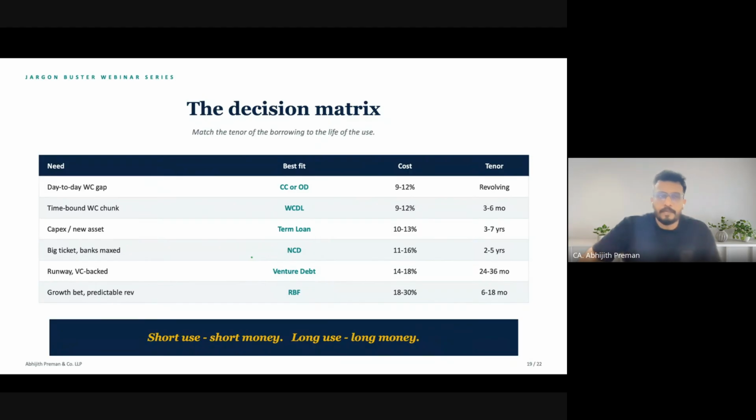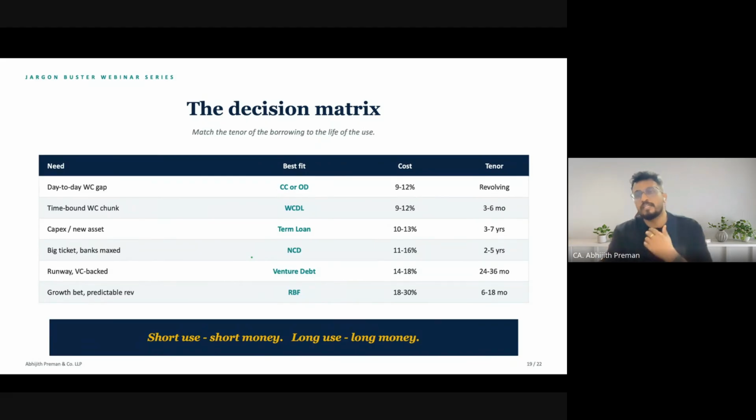Then if you have any capex or new asset building, you have to go for a term loan, 10 to 13%, 3 to 7 years. Then if it's big ticket, banks maxed out, like you have run out of banks, go for an NCD. The interest rate is 11 to 16%, 2 to 5 years is the tenor. If it's for runway and you are a VC-backed startup, go for venture debt. The cost would be somewhere around 14 to 18%. Tenor would be 24 to 36 months.